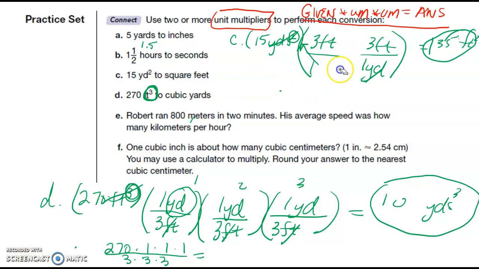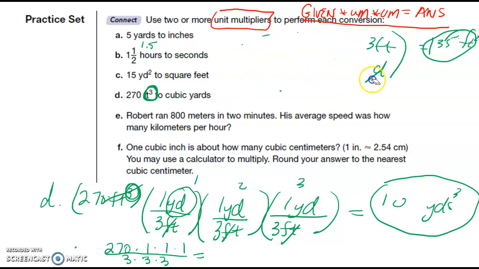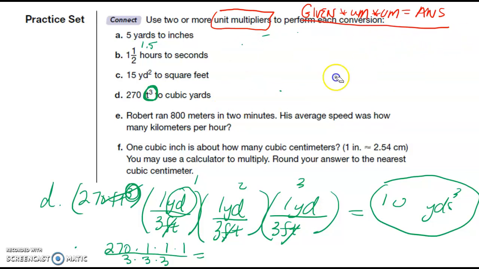And E says: Robert ran 800 meters in 2 minutes. What was his average speed in kilometers per hour? Okay, so this is E, and he ran 800 meters in 2 minutes, and we want kilometers per hour.